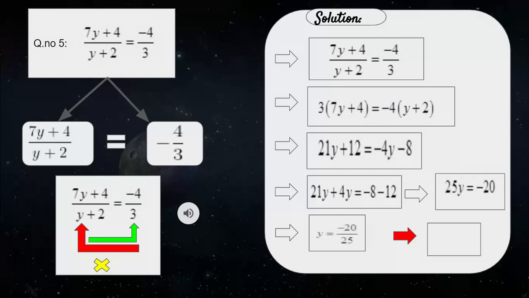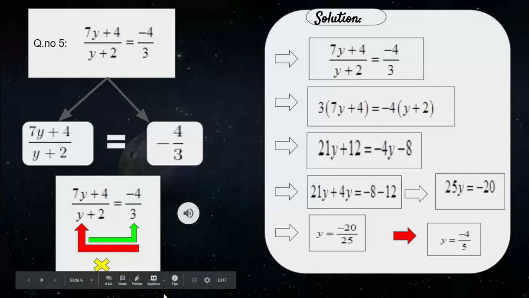Therefore y = -20/25. Here 5 is common, so we can reduce it to standard form. So y = -4/5. That is the value of y.